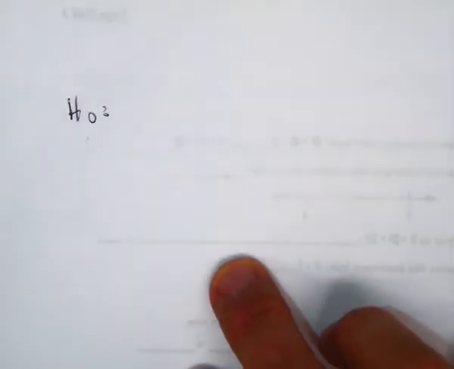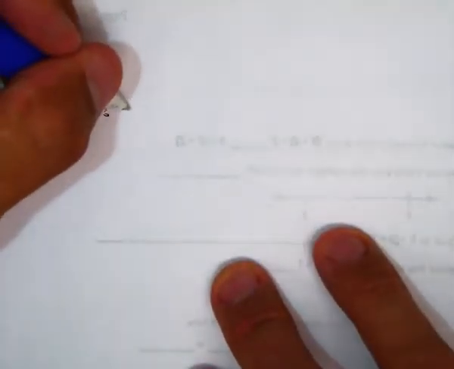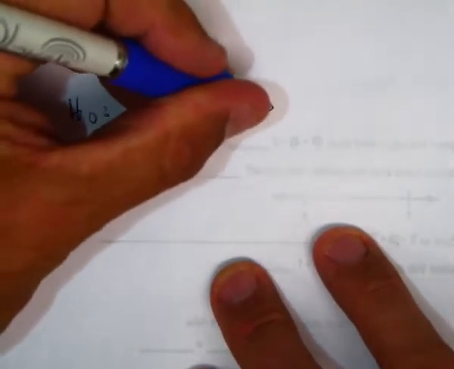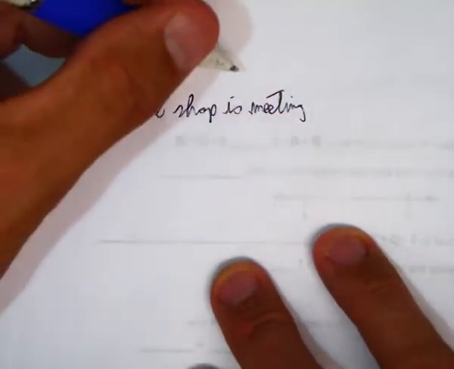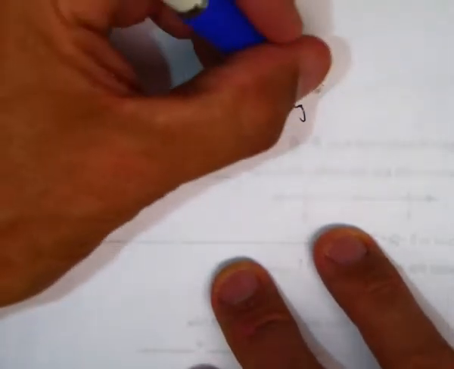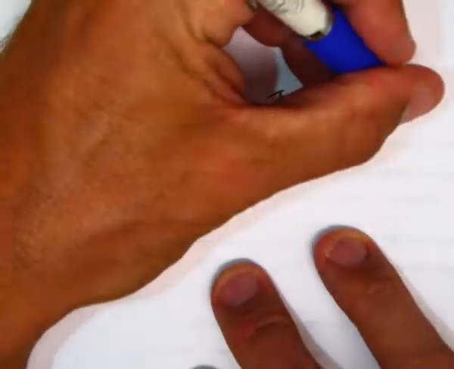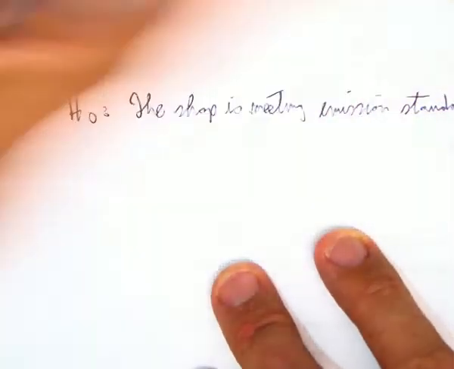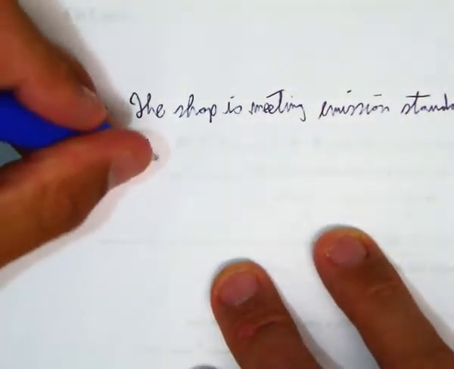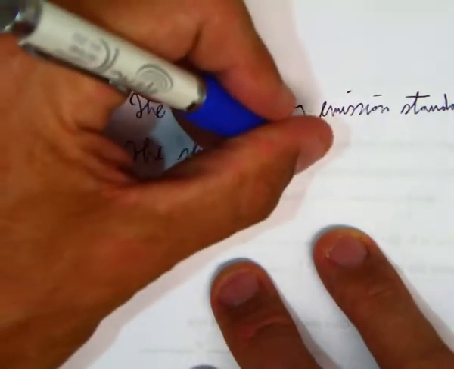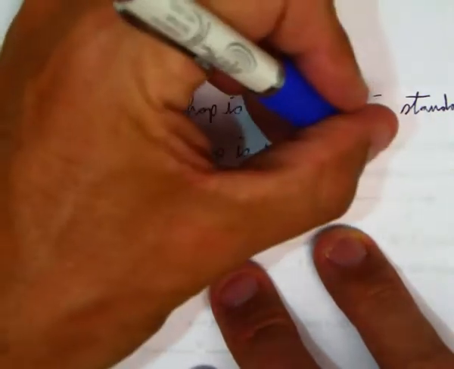Let's again, the null hypothesis in this problem is the shop is meeting emission standards. The alternative is the shop is not meeting emission standards.